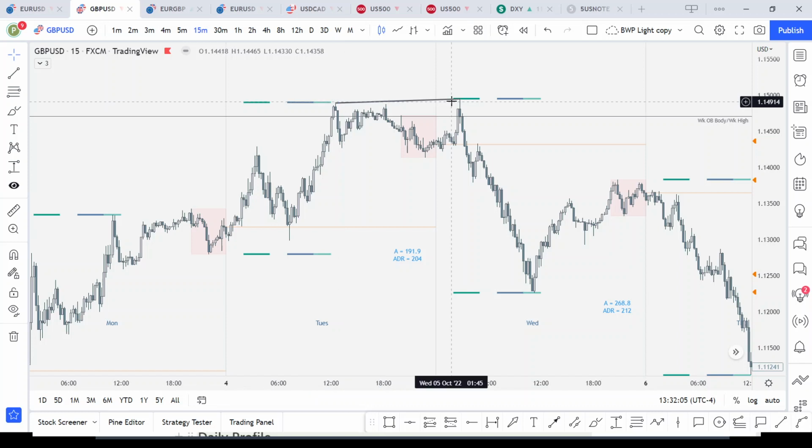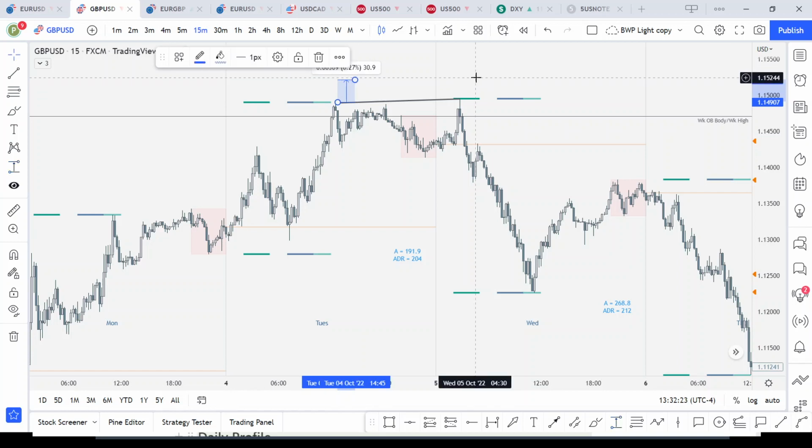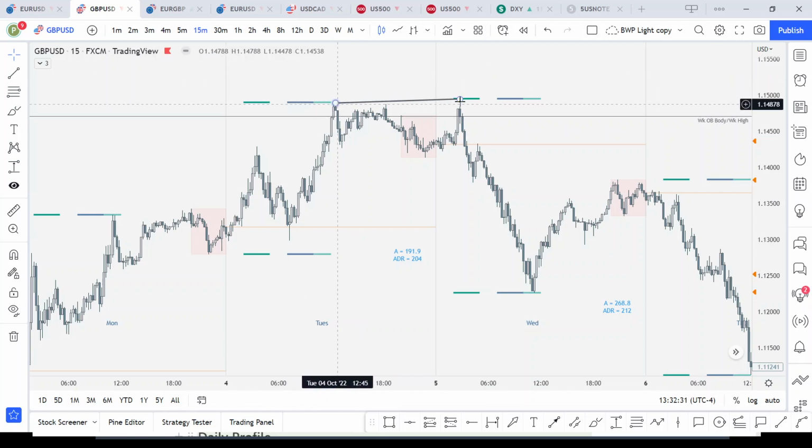If I'm using turtle soup entry, my stop loss will be 30 pips above the high. So if I'm entering here, my stop loss would be 30 pips above this high. Somewhere around here is where I'll place my stop loss, above the previous day high. So that is my plan. That is how I'm going to enter if I'm using a turtle soup entry.